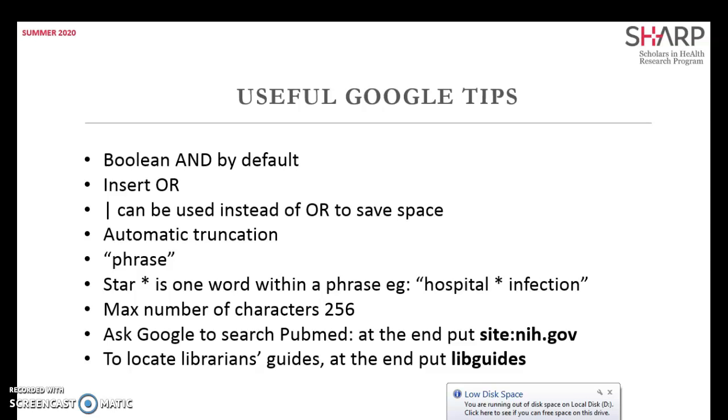The star, or the asterisk, represents one word if it is between 2 other words. For example, if I have hospital star infection, this represents hospital viral infection or hospital acquired infection or any other phrase that has one word between hospital and infection. So this is adjacency or proximity in Google. There's a maximum number of 256 characters. And when I say a character, I mean a space, a letter, or a digit.